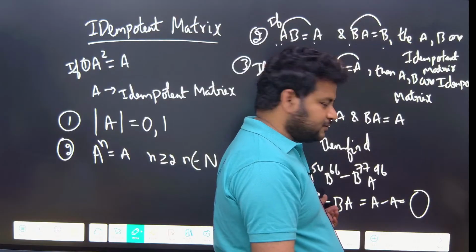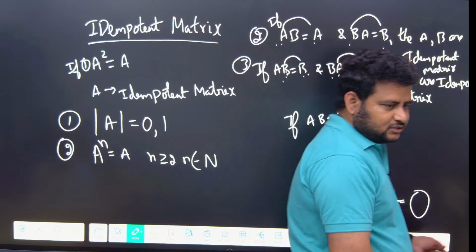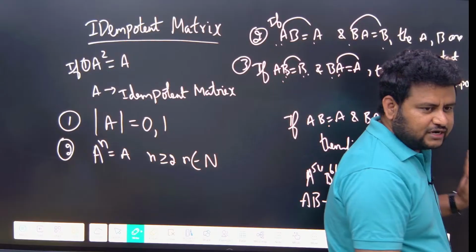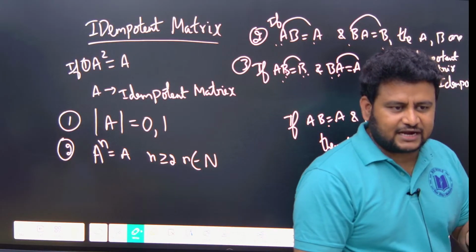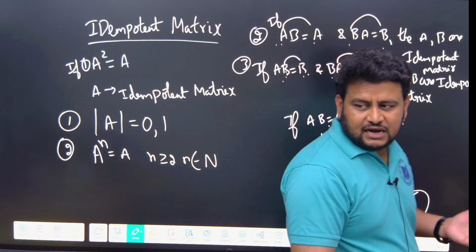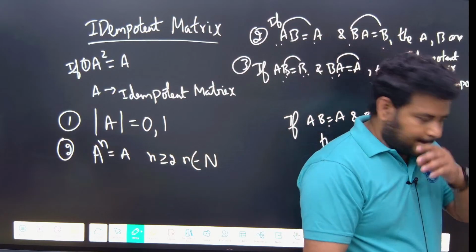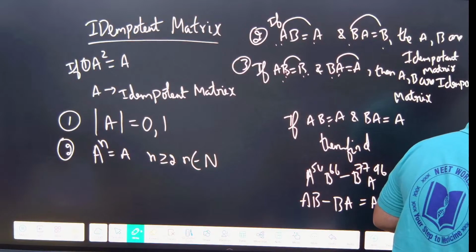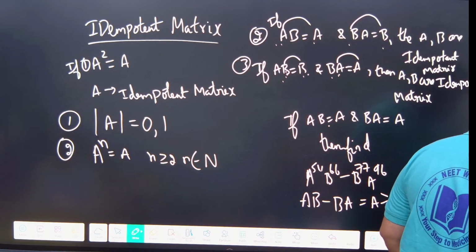And if they mention like this, you have to understand it is an idempotent matrix. They will not directly mention that it is an idempotent matrix. If they say like this, we have to understand it is an idempotent matrix. Clear? Okay, next one.